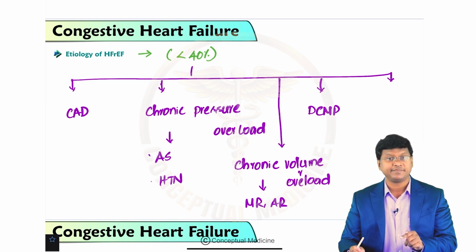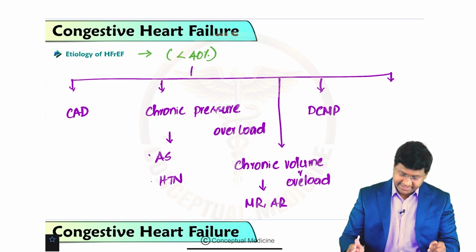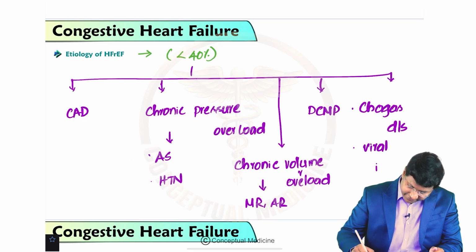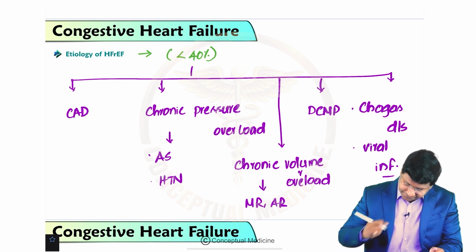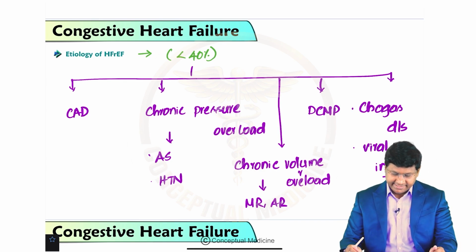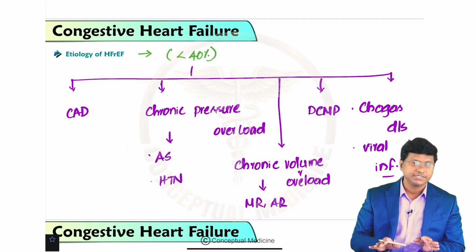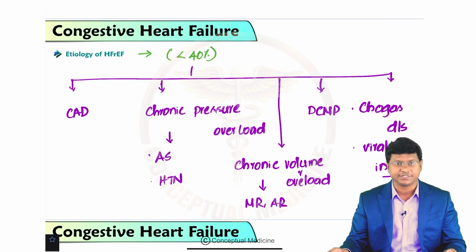And then we also have certain infectious conditions, and these infectious conditions include Chagas disease and then viral infections. Chagas disease and then the viral infections. So these are the etiologies causing heart failure with reduced ejection fraction.